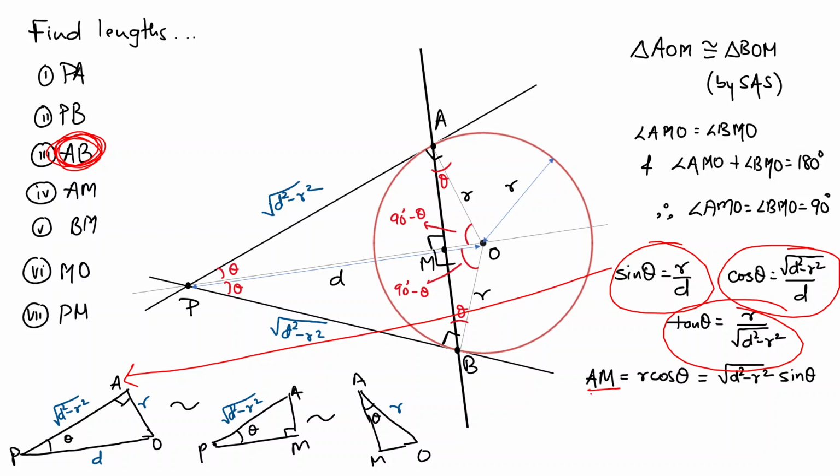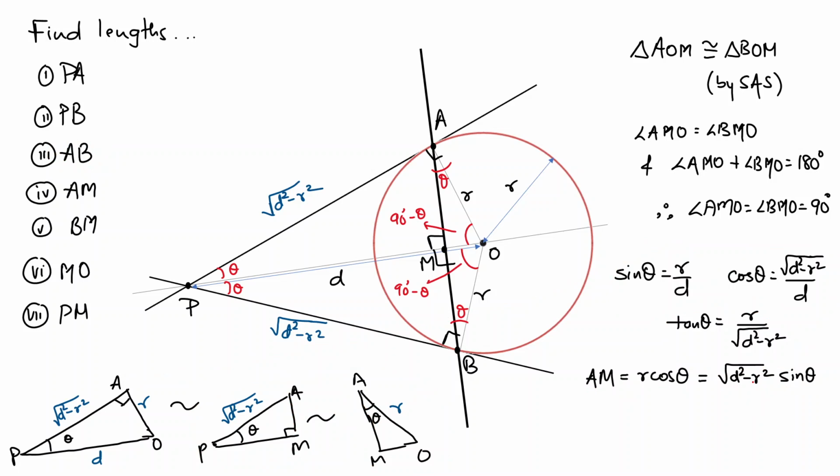So let's see, AM is equal to r cos theta. How? Take a look at this triangle here. If this is r, then the base should be r cos theta, right? Or you can also go into this triangle. We are talking about AM. AM is also here. If this is root under d square minus r square, this is the perpendicular. So you can also write it as root under d square minus r square into sine theta.